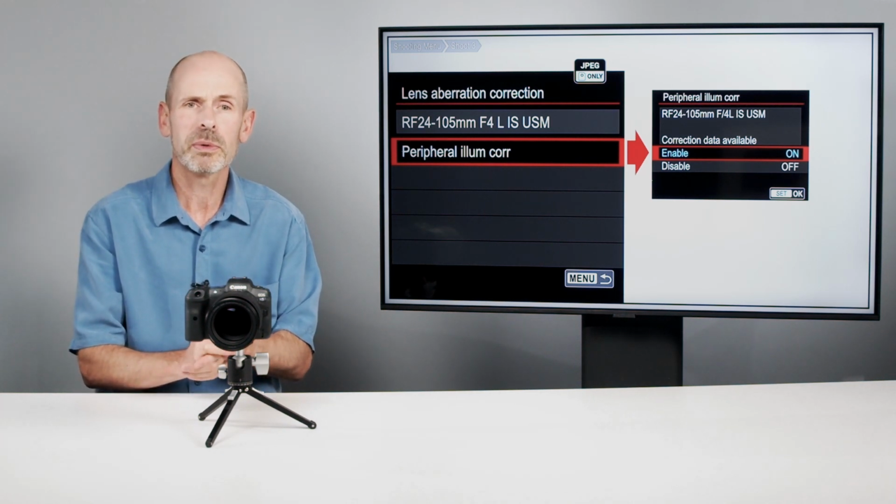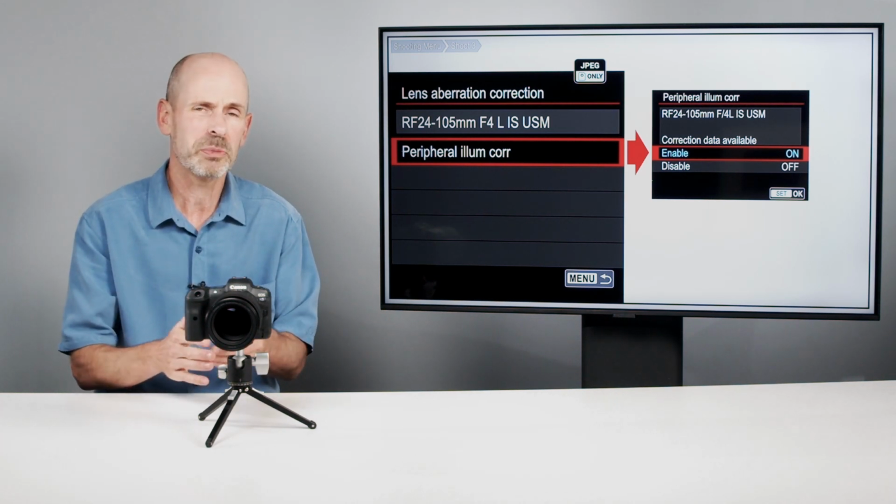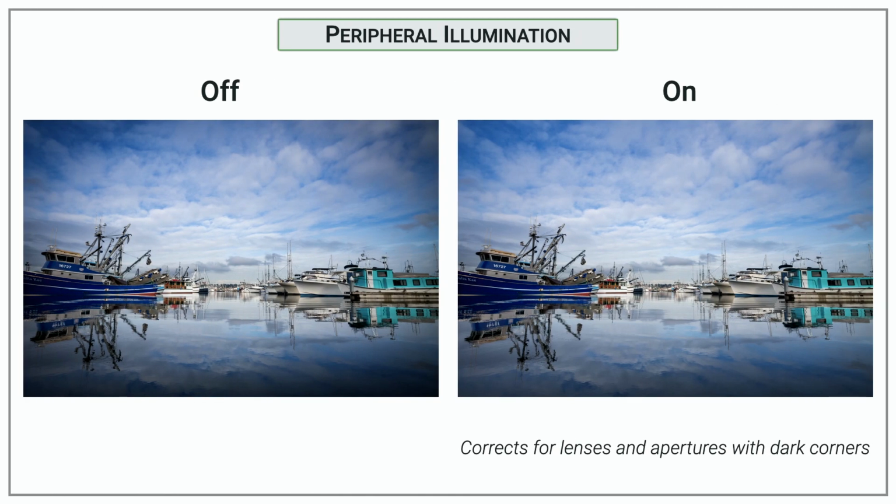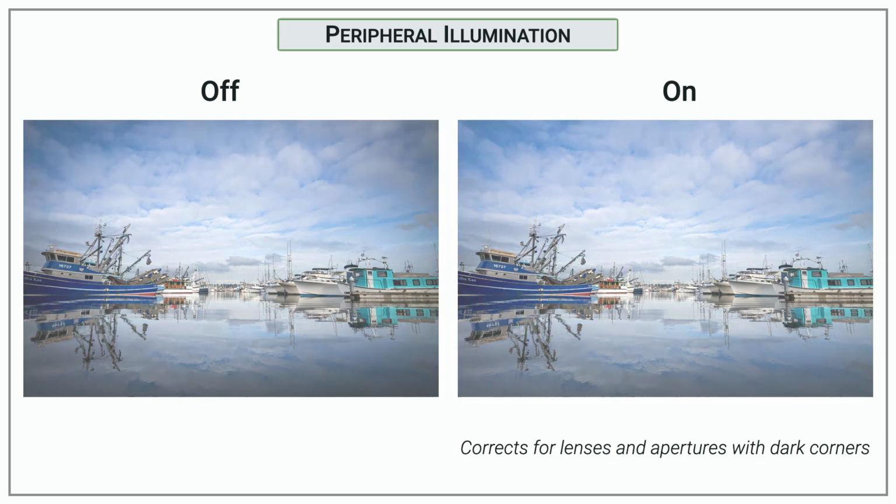The first one is peripheral illumination correction. And this is basically vignetting, or darkening of the corners. So when you shoot with lenses wide open, they're often going to have a brighter area in the middle and a darker area in the corners. In some cases, you want to correct for that when you're shooting a landscape scene so that your sky is more evenly toned from side to side.